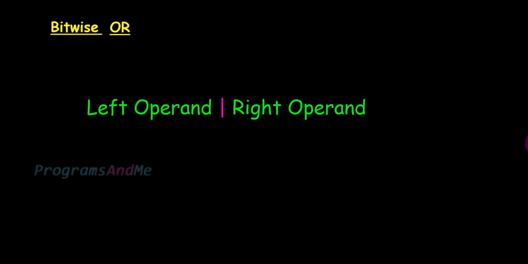We were discussing bitwise operators, and in the previous tutorial we discussed the bitwise AND operator. Next, let's talk about the bitwise OR operator. The symbol used to represent this operator is this. Syntax is left operand, bitwise OR operator, right operand. This is a binary operator. Bitwise AND is also a binary operator.